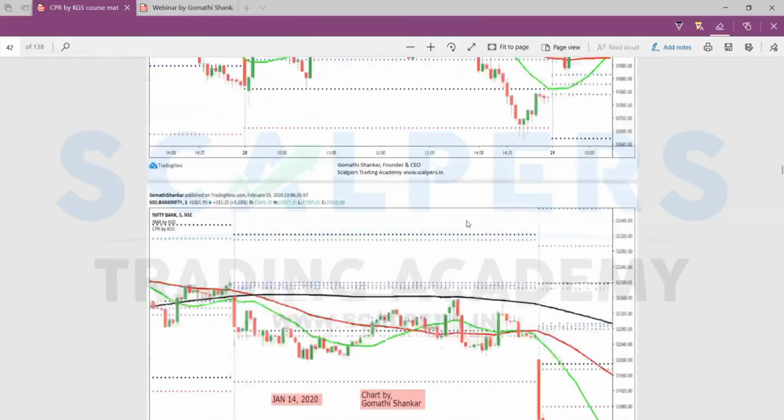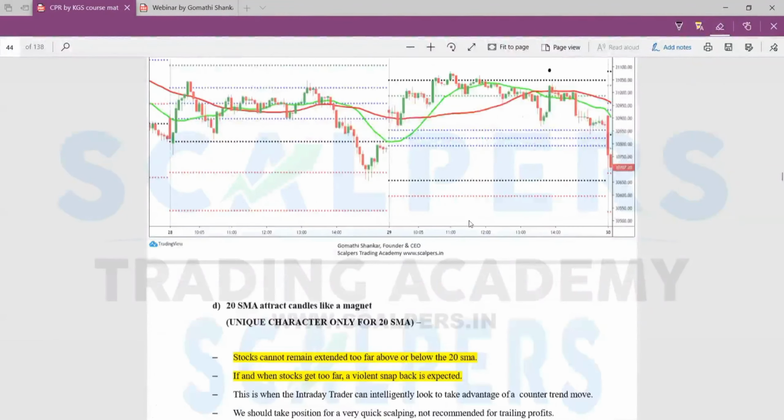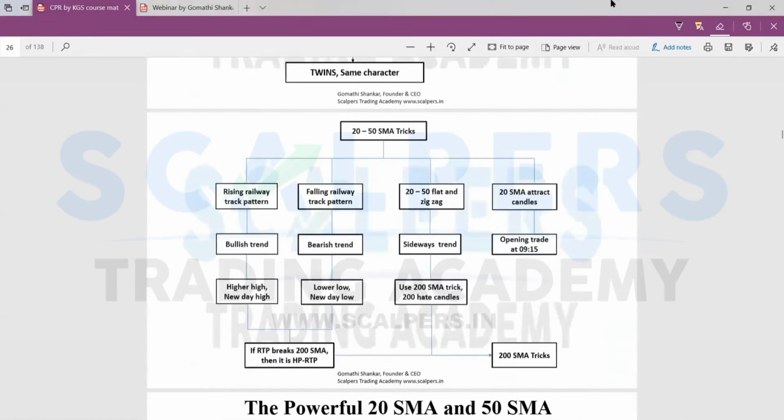Now there is one final character for 20 SMA. So far we saw the rising railway track pattern, which is for a bullish market, and in a bullish market we will get higher high and new day high. In a falling RTP we will get a bearish trend, with lower low and new day low. And whenever the 20 and 50 are flat and zigzag, we will get a sideways market.